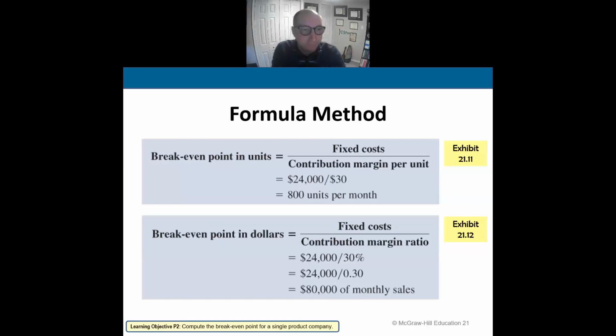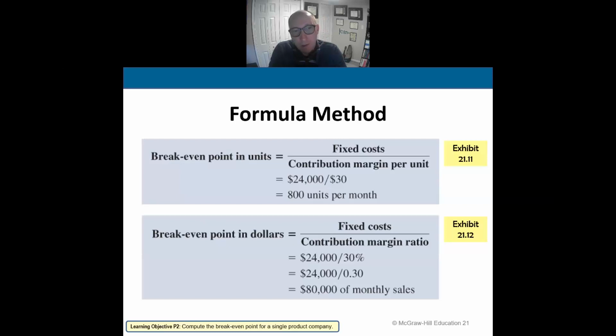Break even. Remember, break even is the number of units or sales dollars that I need to sell in order to break even. Break even is the point of zero, right? I'm not making a profit, but I'm also not losing money. That's break even. So this formula will tell me the number of units I need to sell per month. It'll also tell me the amount of sales dollars I need to earn per month in order to break even.